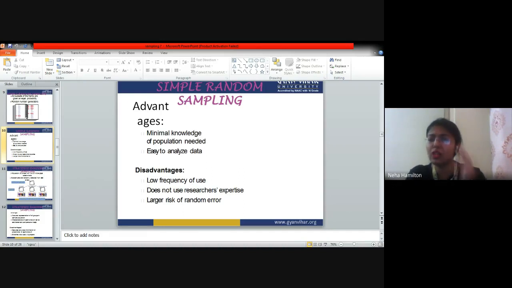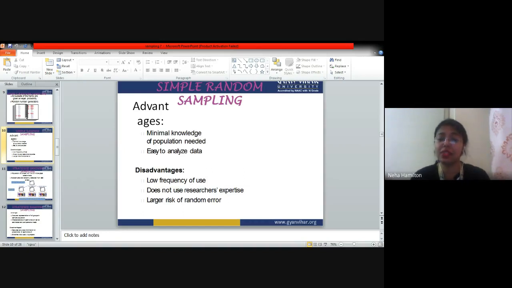it is generally used in a homogeneous kind of population where generally all of the people in the population are similar, right? So minimum knowledge of the population is needed because we are selecting the sample randomly, right? There is no basis on which we are selecting the sample. So minimum knowledge of population is needed, and it is very easy to analyze data because we are randomly selecting the sample from the population.